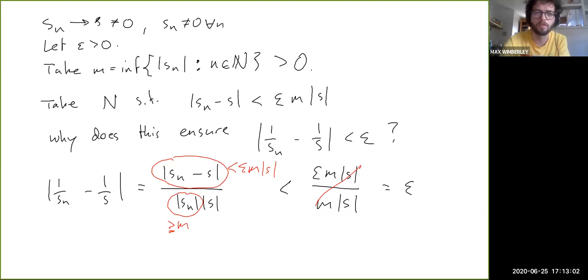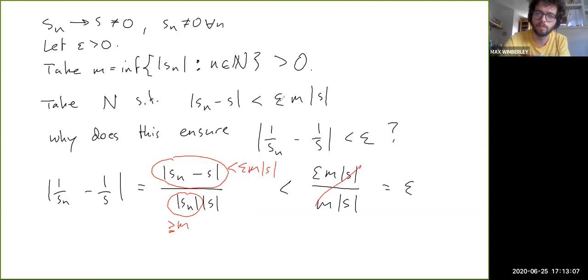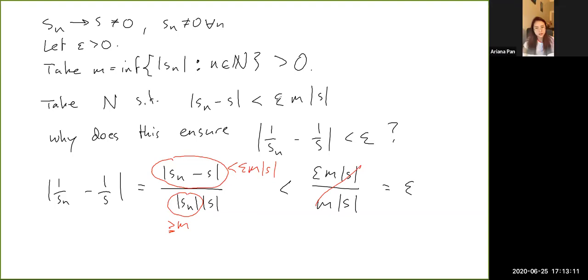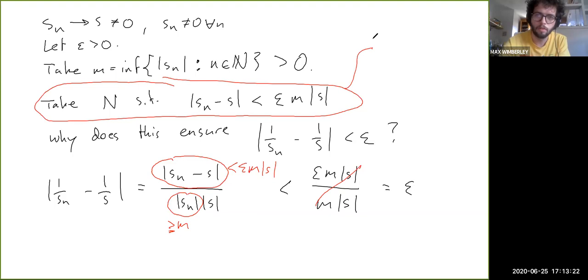We don't really have control over any of these things, but in this expression here, these are all just positive numbers, basically, right? So this whole thing is just some positive number. So this whole step, we can do this because Sn converges to S, okay?